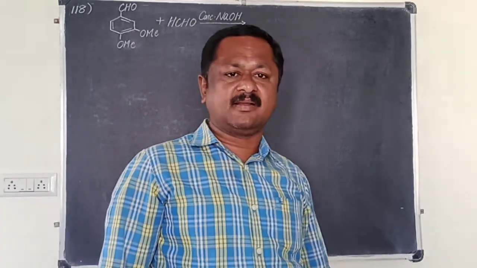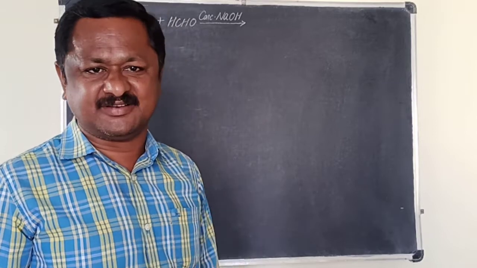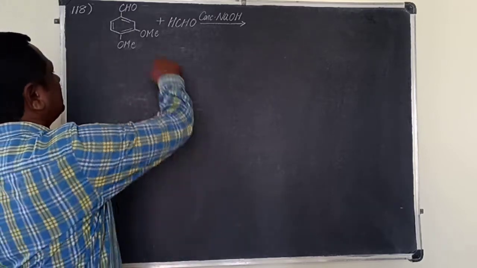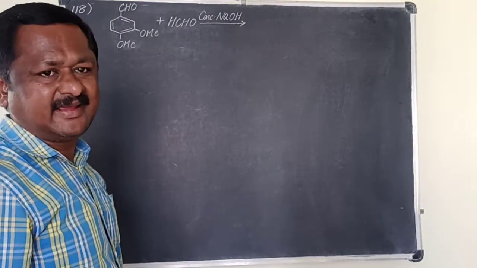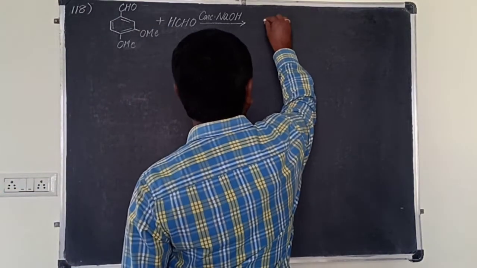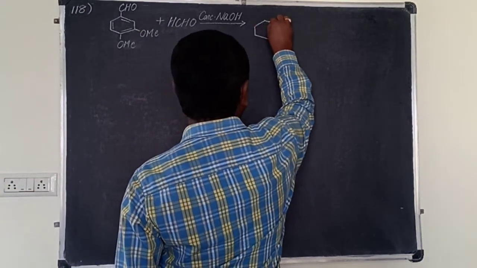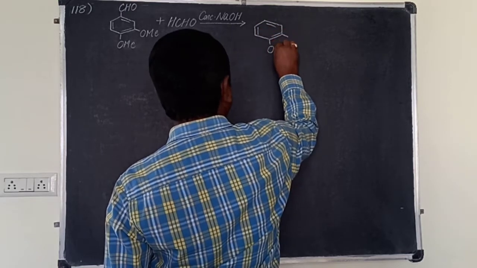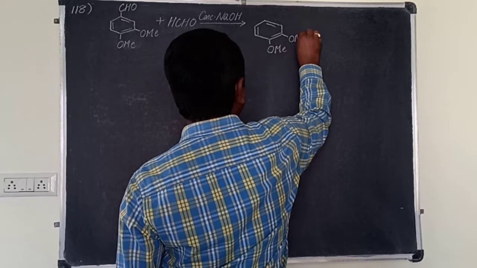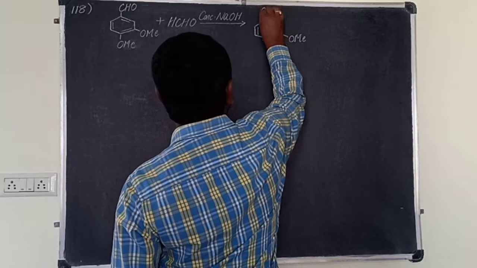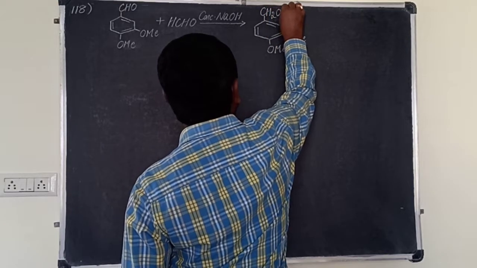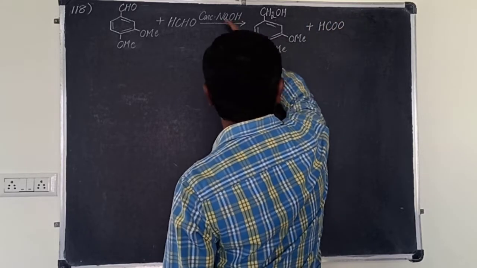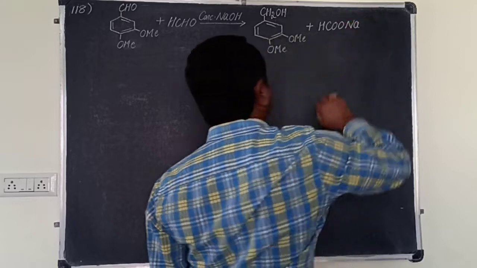Undoubtedly, it is an example for Cannizzaro's reaction. Eventually, the benzene derivative aldehyde is the most stable due to resonance, and it is readily reduced to primary alcohol. The CHO is reduced to CH2OH, and the remaining aldehyde, formaldehyde, is oxidized to carboxylic acid, formic acid, which reacts with NaOH and gives sodium formate.